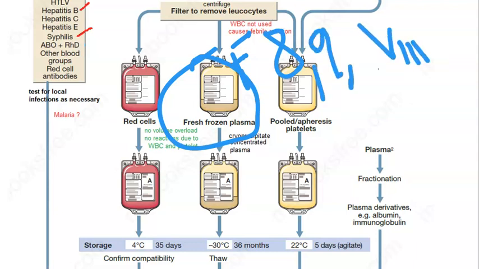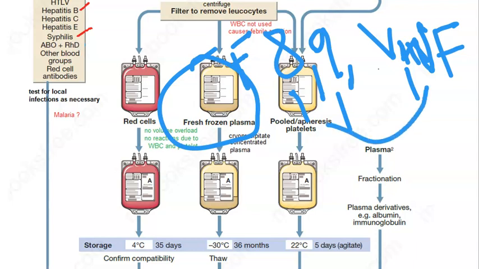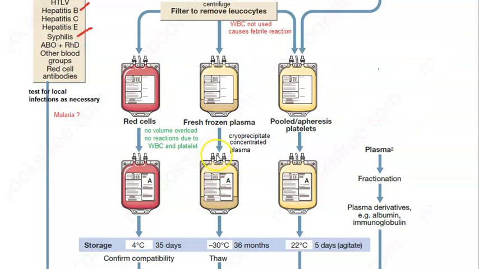So basically, did you understand? 8 is anti-hemophilic factor. 9 is anti-Christmas disease factor. Then what is von Willebrand factor? Von Willebrand factor is going to carry factor 8. So that is why von Willebrand also is important. Okay, so that is fresh frozen plasma.